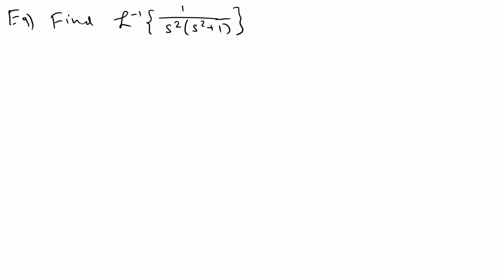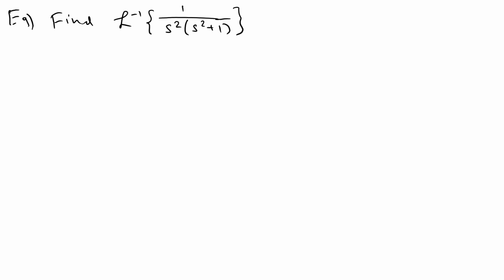As the first example, let's do this one. Find the L inverse of 1 over s squared plus 1. You can see that we can do these kinds of problems using just the partial fraction method, and then you get the partial fractions, and then you invert. So that's one way to do it. We already know how to do that. So let's try to do the new way. So what's the new way?